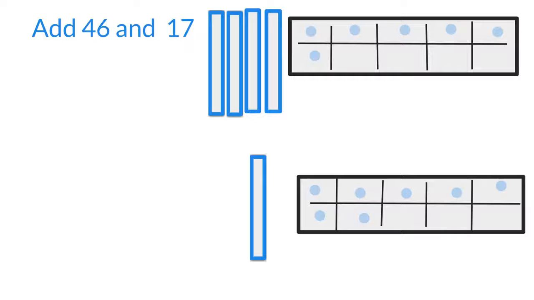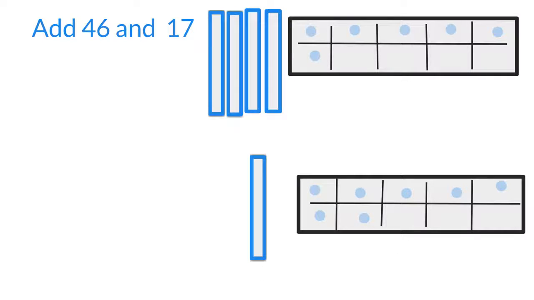Now for our last one, we're going to be adding 46 plus 17. Now these are both two-digit numbers, so that means they both have some sort of tens, and then they do have something in the ones place, so we're modeling those in the tens frames as well. So the first number that we modeled was 46. The second number that we modeled was 17, 1 ten, 7 ones.